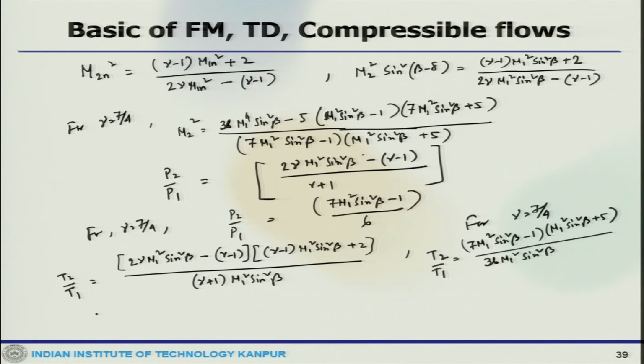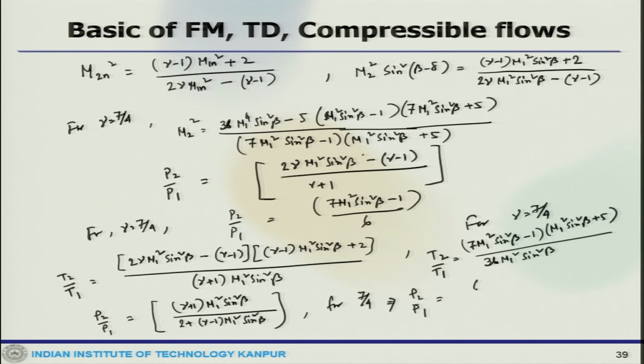Now, the other quantity which could also be written is the density ratio, rho2 by rho1, which would be (gamma plus 1) M1 square sin square beta divided by 2 plus (gamma minus 1) M1 square sin square beta. For 7 by 5, this rho2 by rho1 becomes 6 M1 square sin square beta divided by M1 square sin square beta plus 5.